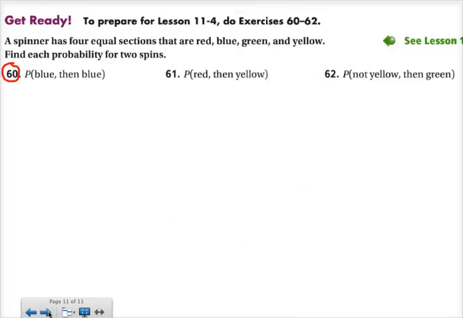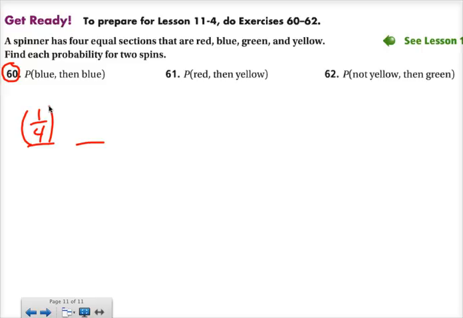Then number 60 says, a spinner has 4 equal sections that are red, blue, green, and yellow. Find each probability for 2 spins. So I take a look at number 60, and it says we want blue, and then we want another blue. So this is going to be an and situation. It's one and another. We want the blue, then we want another blue. So we look at it and we see there's one blue out of 4 different colors.